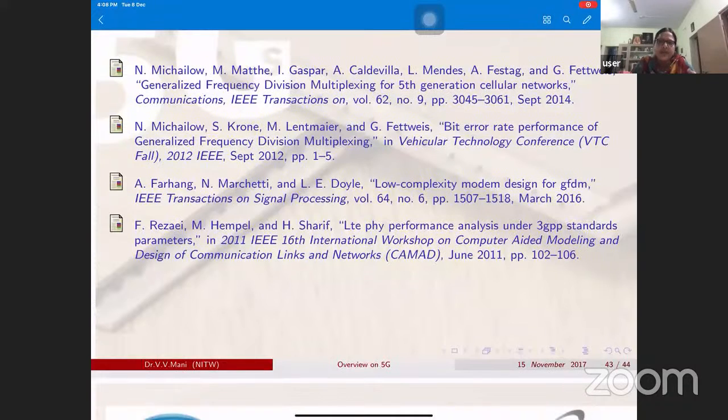FBMC is the same as OFDM. The only thing is, at the end, to localize your frequency spectrum, we use a filter bank. Whereas in this case, it is an entirely different structure. So I cannot directly compare FBMC and GFDM, because complexity-wise GFDM is more complex. FBMC is not that complex. The main difference from FBMC to OFDM is that we use a filter bank at the end.